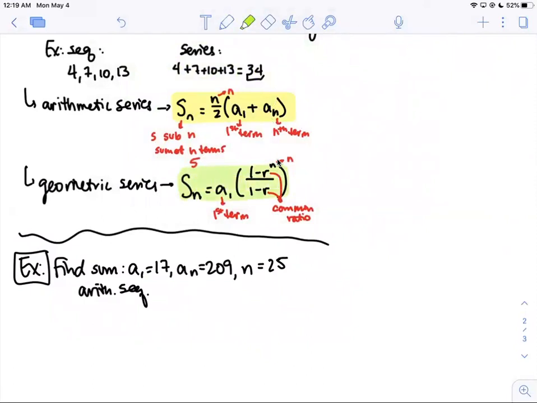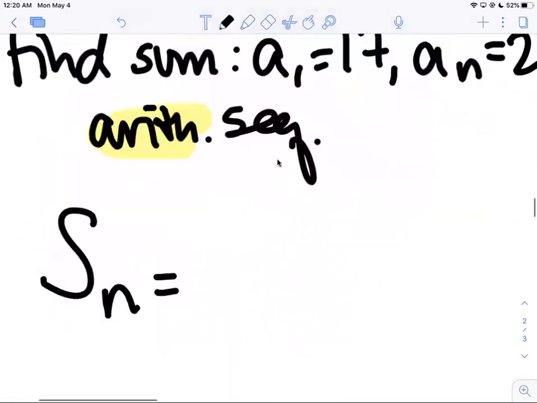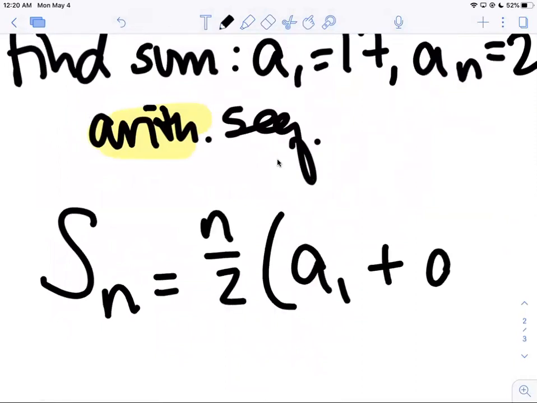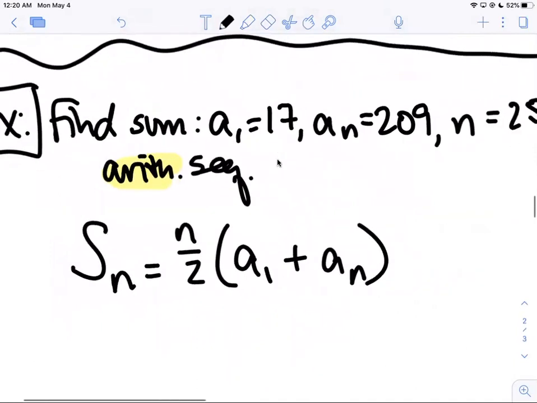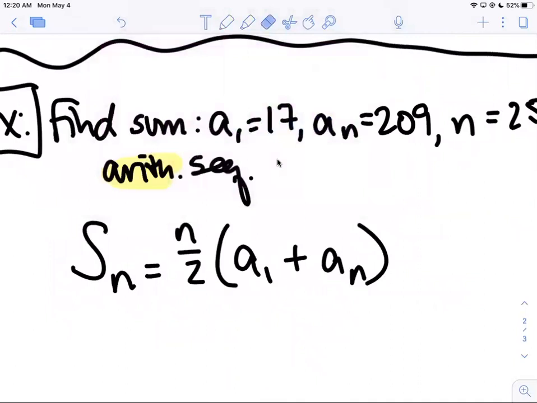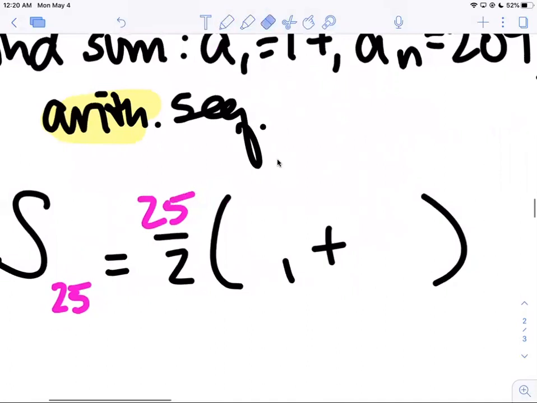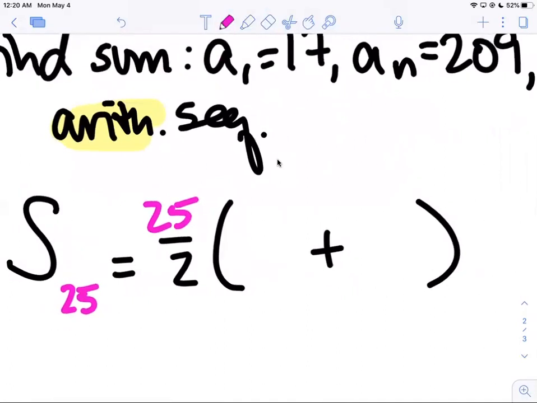And so we're doing a yellow example now because it's an arithmetic sequence. So I'm going to do S sub n equals n divided by 2 times a sub 1 plus a sub n. Since this is right above me in my notes, I'm just going to erase these things and plug and chug what I know. I know n is 25, so I'm going to do S sub 25 equals 25 over 2. My a sub 1 is 17, and my a sub n is 209.